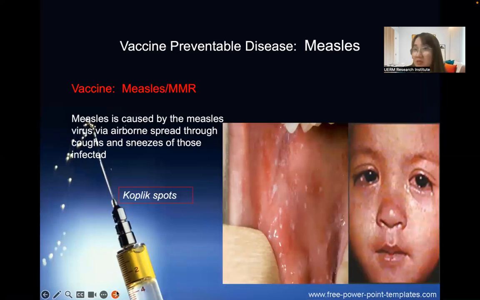So this is measles, caused by the measles virus via airborne spread through coughs and sneezes of those infected. Koplik spots are the peculiar spots present on the buccal mucosa and are considered a diagnostic or pathognomonic feature of measles in the pre-eruptive stage. Small white spots may appear inside the cheeks and on the back of the lips a few days later. These spots usually last a few days.